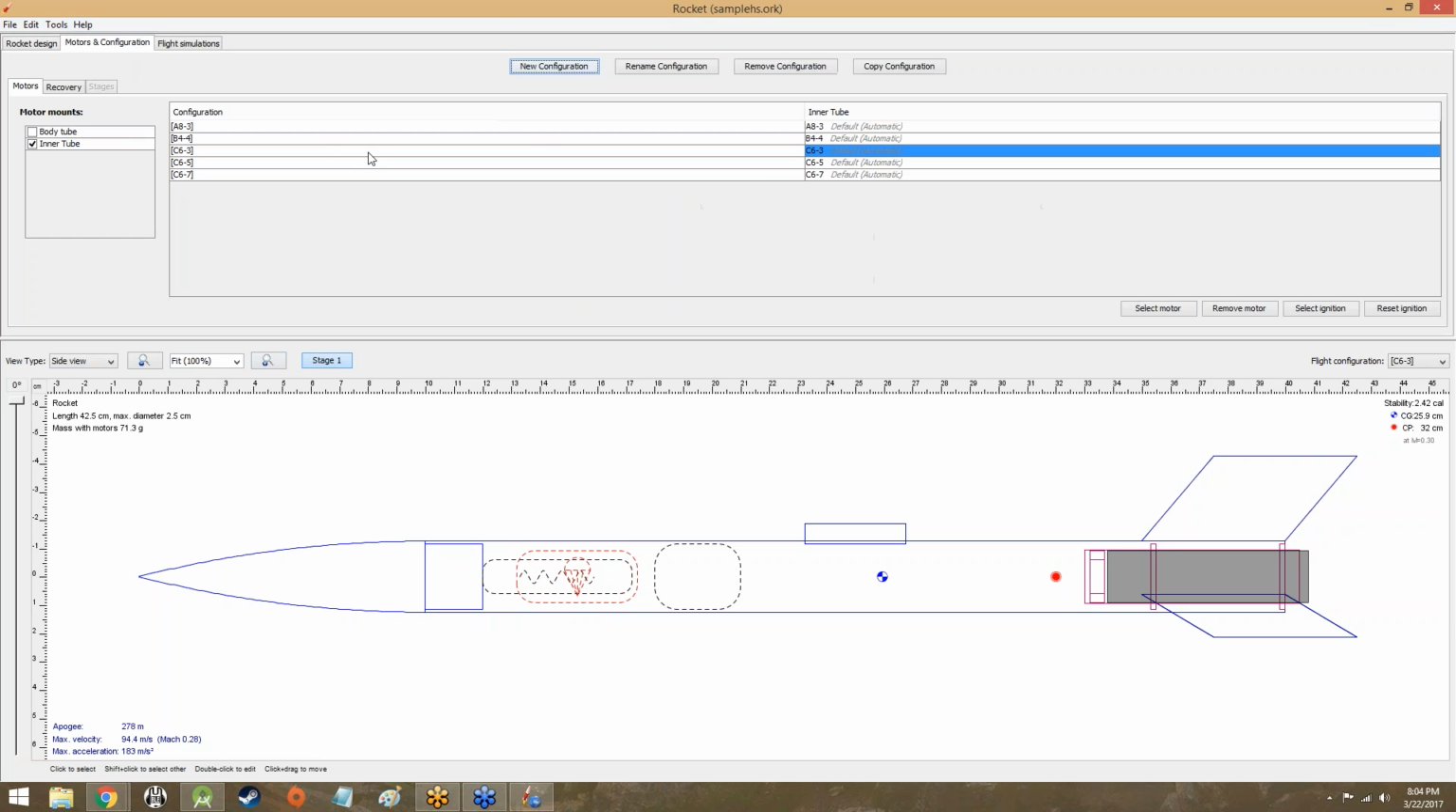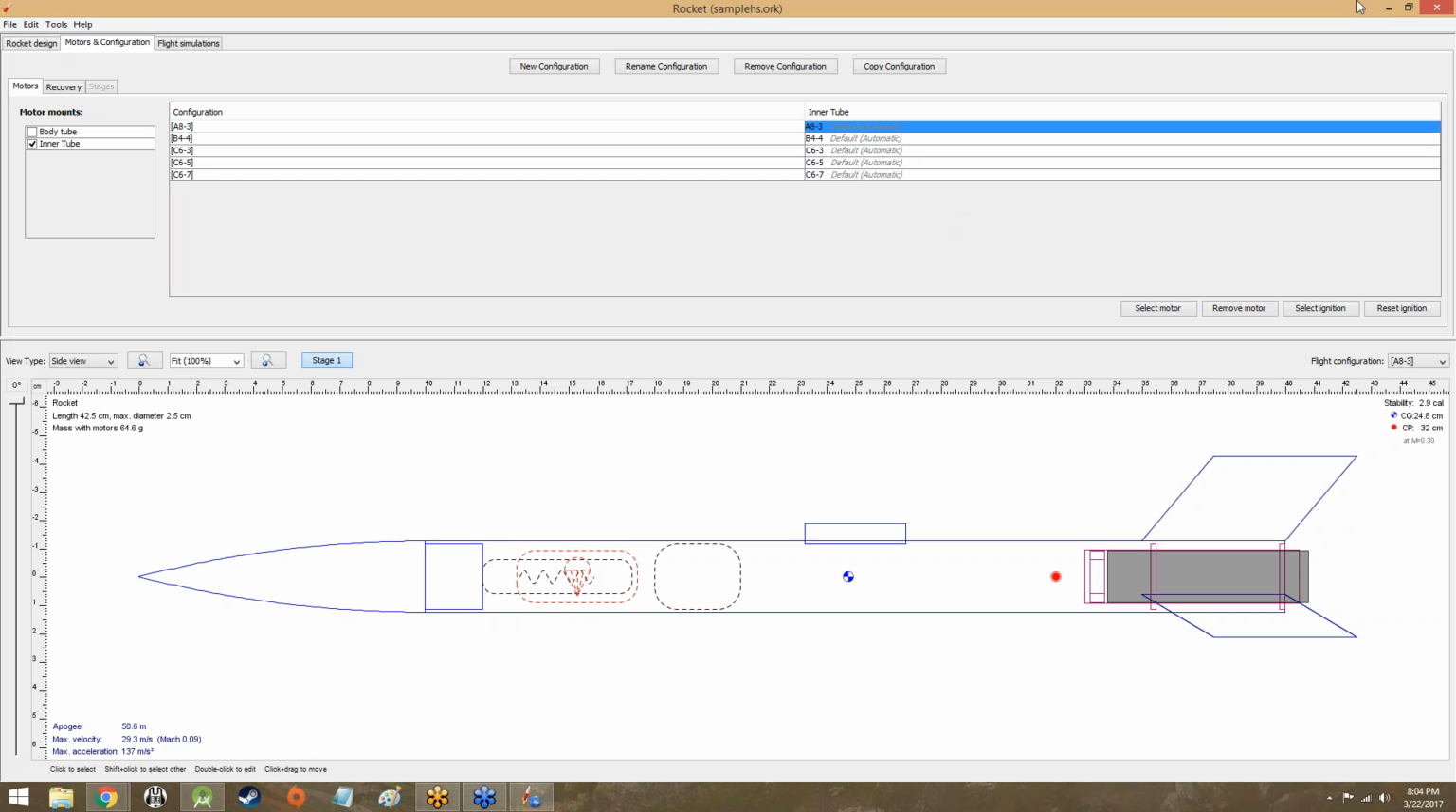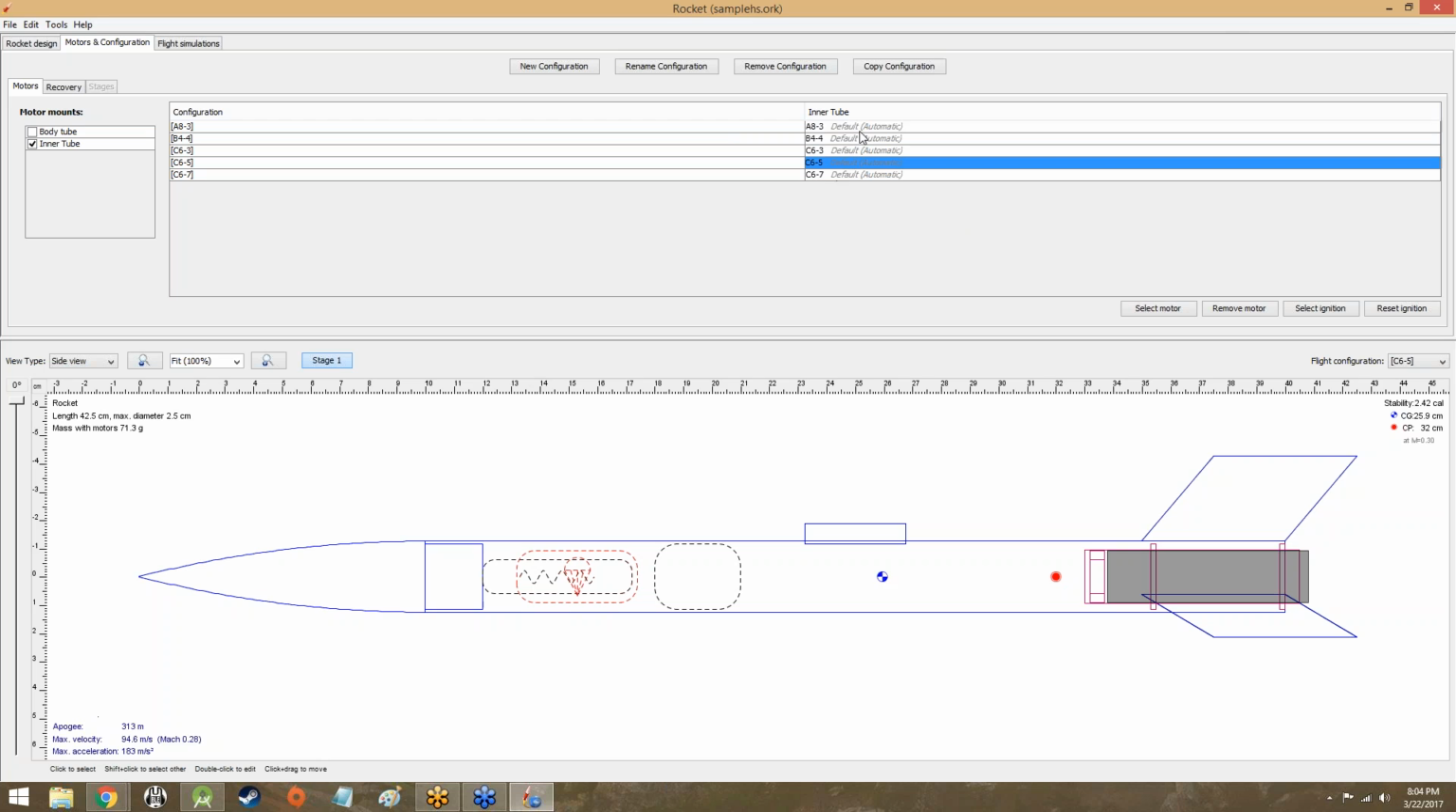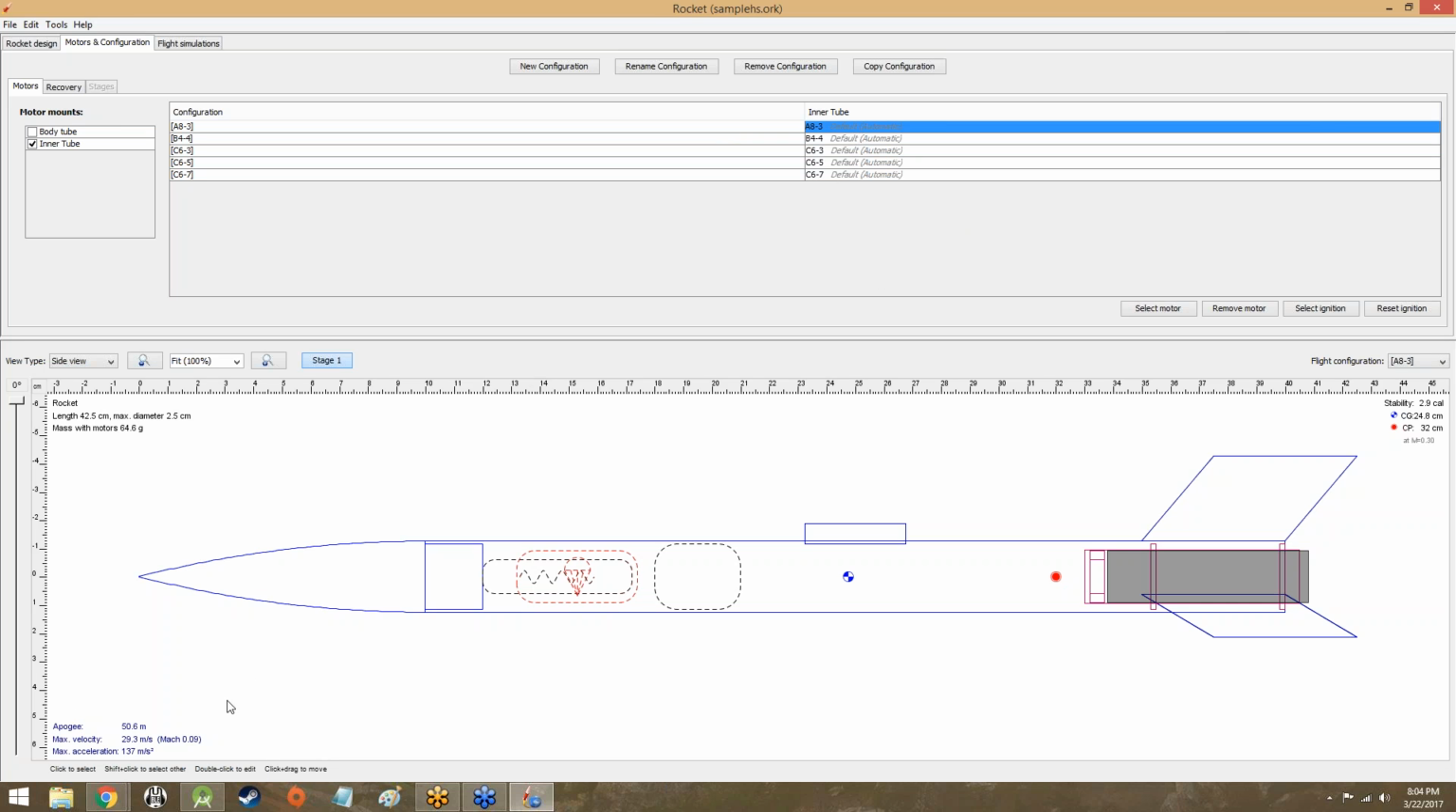We've also got our motors and configuration, so we've got a whole bunch of different motors here that we can take a look at and get an idea of how high it's going to go and stuff like that. Now these numbers will be slightly different when we run the simulations, but not by a whole lot. It actually does a pretty decent job at adjusting for various factors, and you'll see what I mean later on.